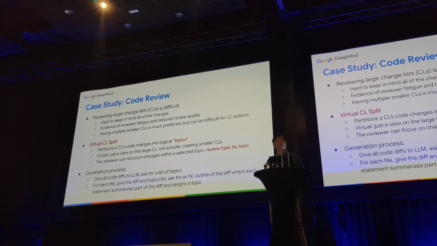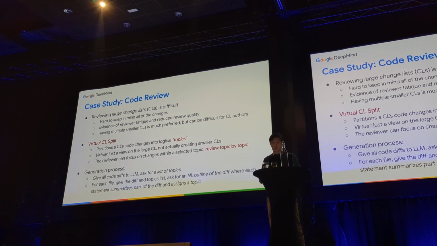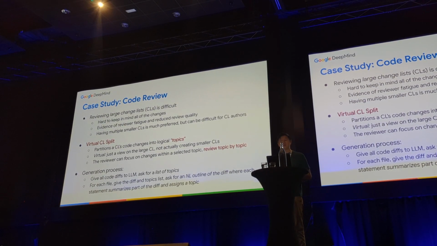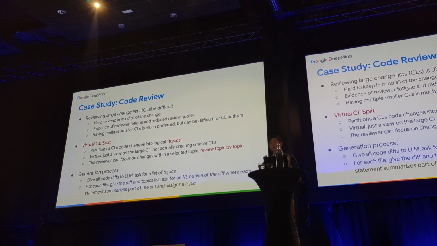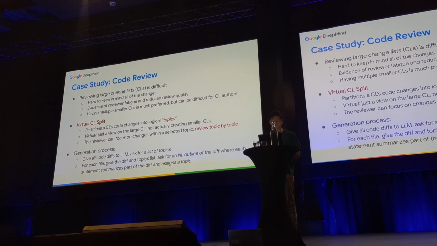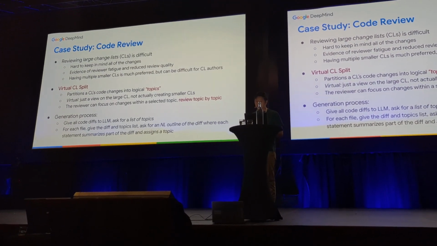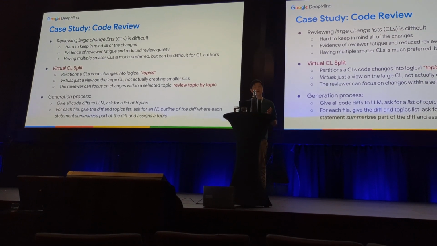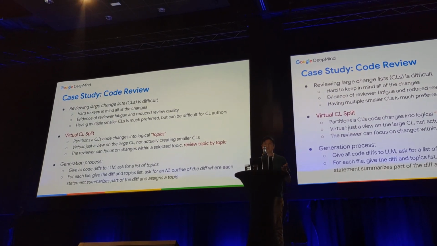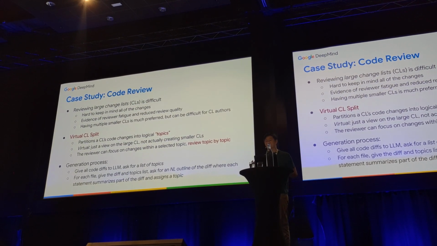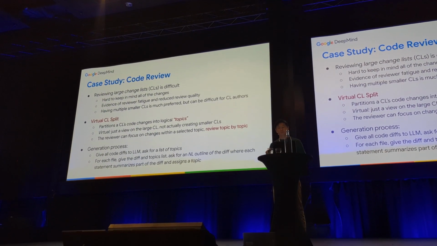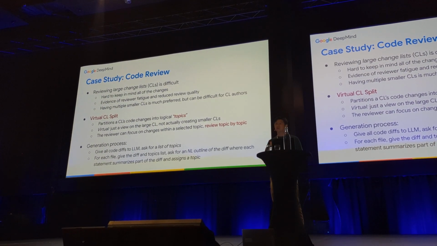But once we have the split into topics, the reviewer can focus only on the changes within a selected topic. And in this way, they can review the CL topic by topic, much like reviewing multiple smaller CLs. To generate a virtual split, we first give all of the code diffs to the LLM and ask for a list of topics. Then for each file, we give the file diff and the topics list, and we ask for an NL outline of the diff, where each outline statement summarizes part of the diff and assigns the most relevant topic.